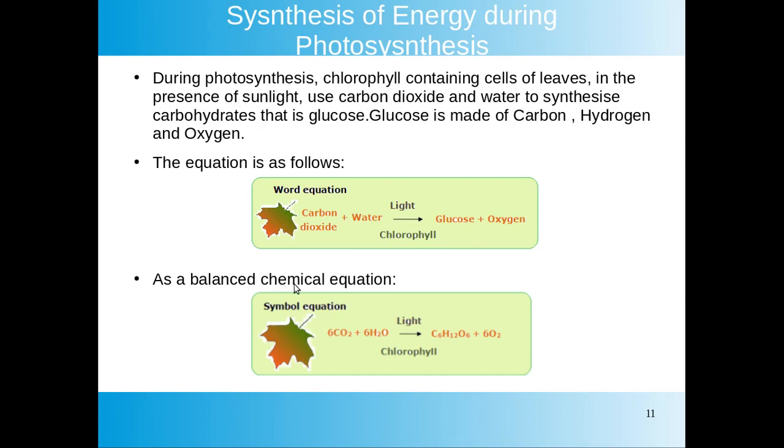As a balanced chemical equation, why am I saying this? Because carbon dioxide stands for CO2, water stands for H2O, glucose is chemically written as C6H12O6 and the chemical symbol of oxygen is O2. So, when 6 molecules of carbon dioxide are added to 6 molecules of water in presence of light and chlorophyll, they produce 1 molecule of glucose and 6 molecules of oxygen, and this oxygen is released into the environment.